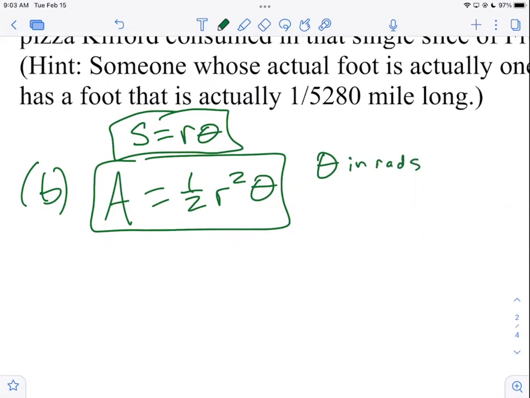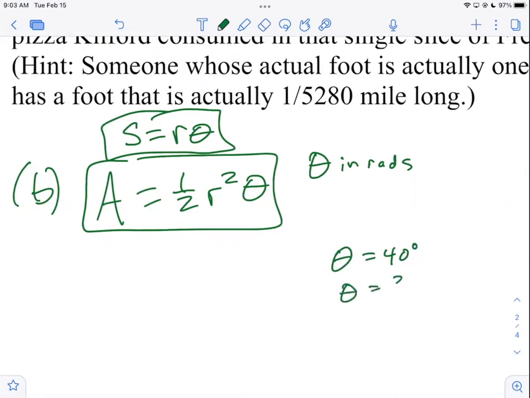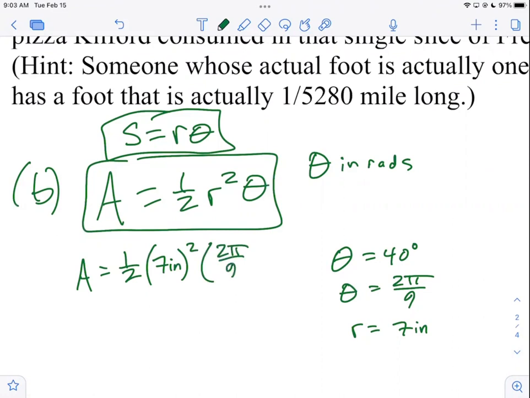We want to figure out the square inchage, if you will, of the face. So remember the angle theta was 40 degrees, and we converted that yesterday, and we got 2 pi ninths, I believe. Is that right? Can someone verify? Yeah. Okay. And then the radius of the pizza was 7 inches. So now we just plug it in. So the area of the slice is 1/2 R squared. So that's 7 inches squared times theta, which is 2 pi ninths radians.